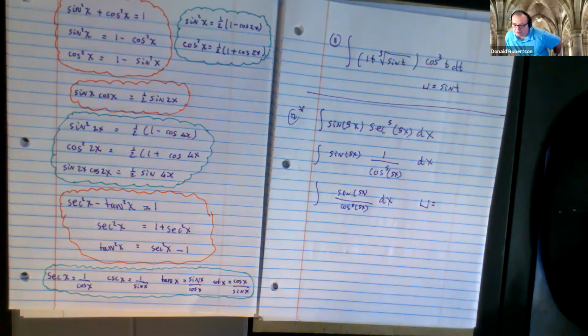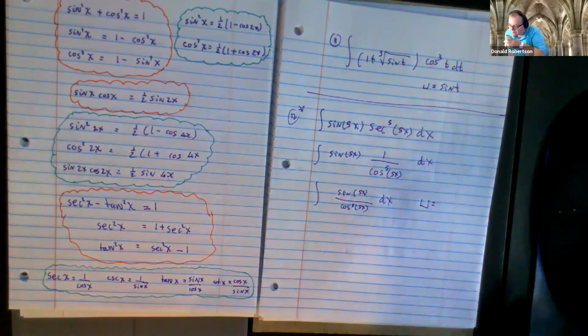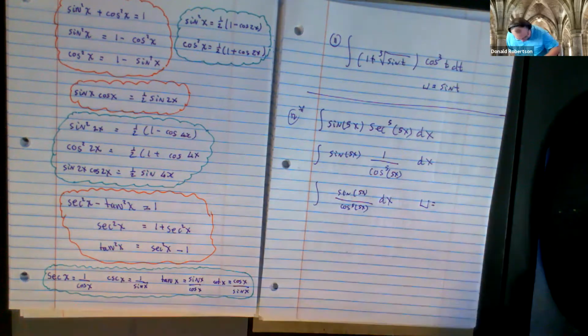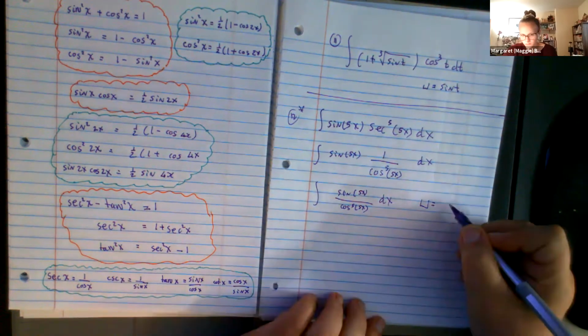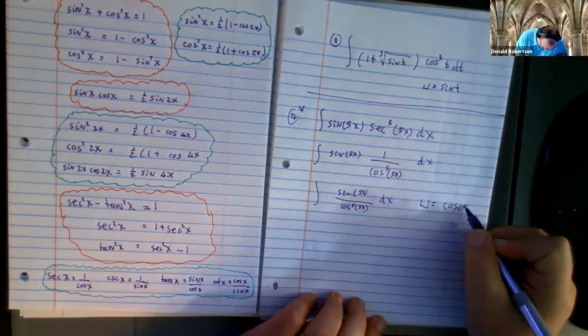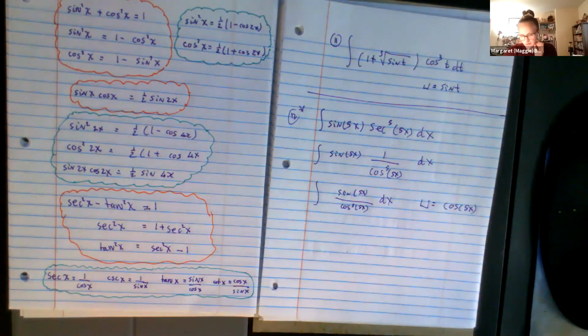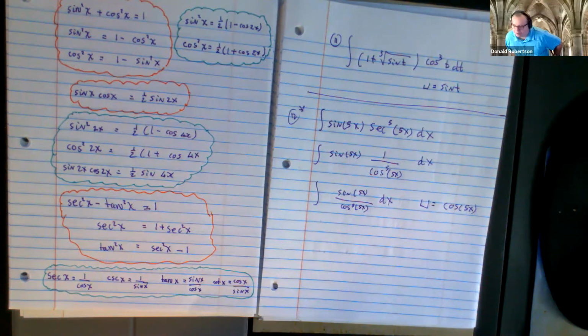Sine of 5x, or cosine of 5x? Where are we going? I want u to be cosine of 5x. Yes, the right one. Why did you pick that one, Maggie, and not the other? Because if you did sine, then the du would be a term with cosine in the denominator, and that would just make it uglier. Right, pretty much.